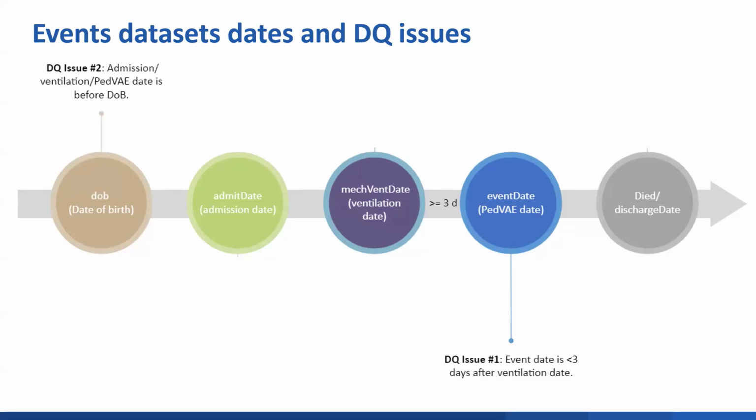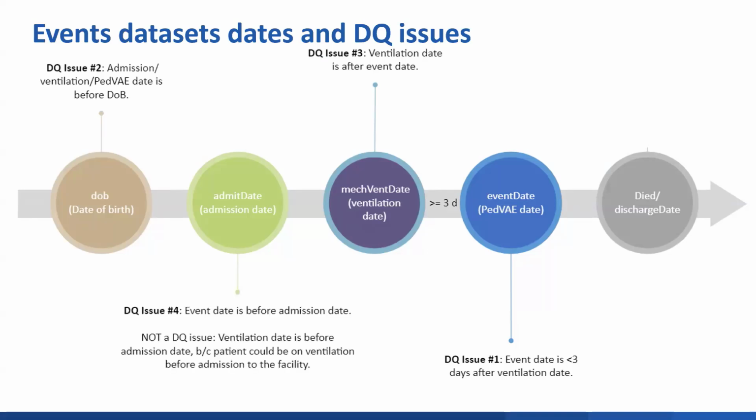The second potential issue is that admission or ventilation or the event date is before date of birth, which is clearly impossible. And the third potential issue is that ventilation date is after event date. Then this event cannot be caused by this ventilation. Finally, an interesting note is that event date can be before admission date because the patient could be on ventilation before admission to the facility. And this is not a data quality issue, although it looks like one.